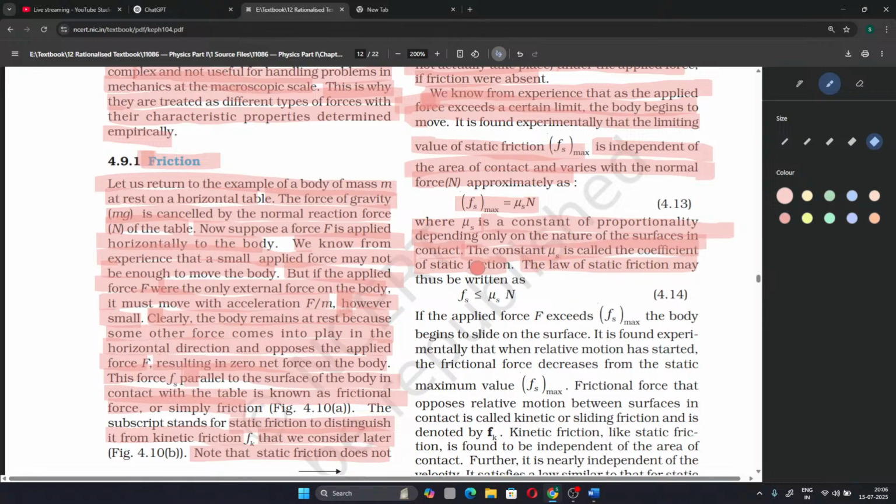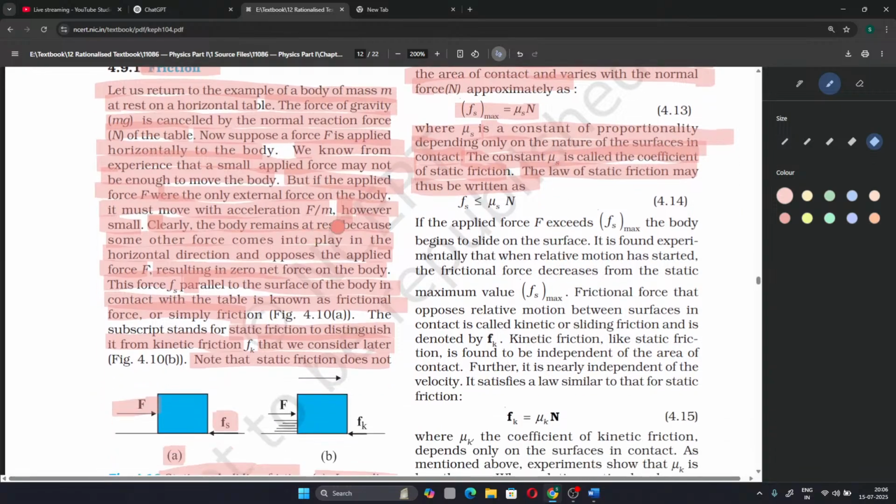The law of static friction may thus be written as: the static friction is less than or equal to mu s times the normal force. If the static friction is equal to or more than the force applied, then the body will remain at rest. But if the static friction is less than the force applied, then the body will begin to move. If the applied force exceeds Fs max, the body begins to slide on the surface.